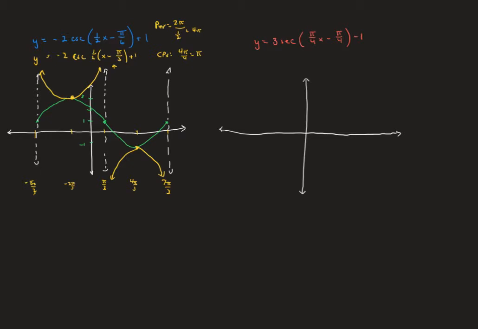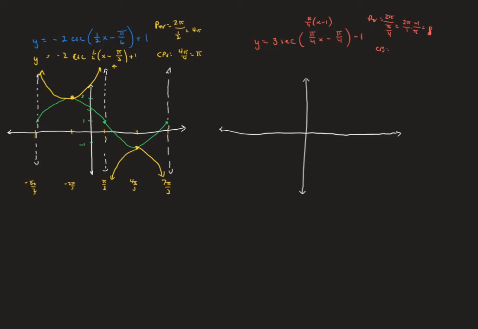Let's do one with our secant curve. So I think I'll go red first. So we're going to factor out the pi over 4, making that x minus 1. So our period is going to be 2 pi over pi over 4, which is going to be 2 pi times 4 over pi, which is going to be 8. So our period is 8.